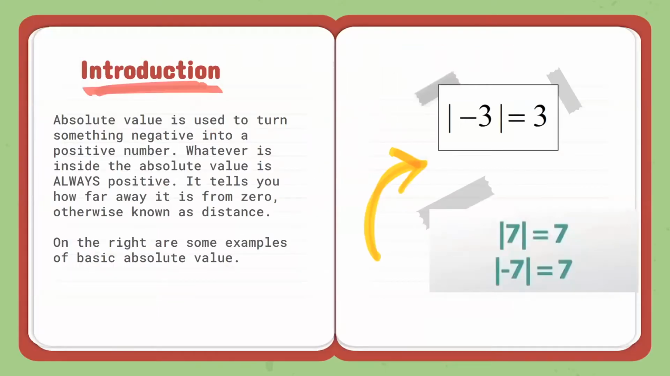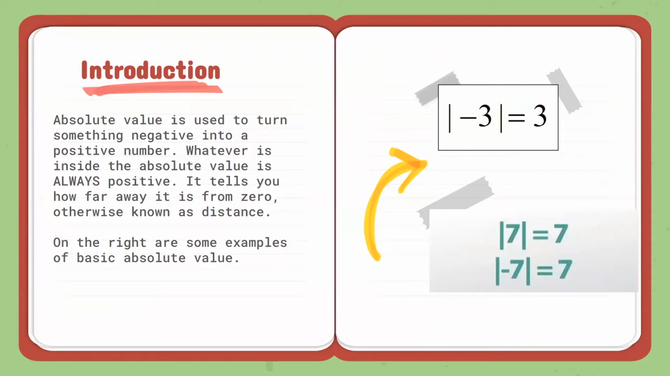Absolute value is used to turn something negative into a positive number. Whatever is inside the absolute value is always positive. It tells you how far away it is from zero, otherwise known as distance. On the right are some examples of basic absolute value.